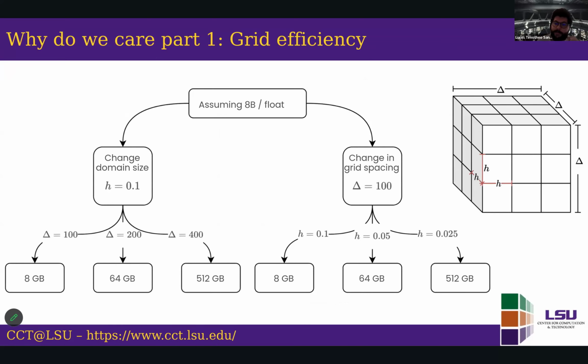So again, consider that you have some cubical grid with constant dimensions Delta and constant grid spacing h, right? And assume that you want to store 8 bytes per floating point, right? And suppose that you want to change the domain size of this cube here while keeping the grid spacing fixed at 0.1. Right, so if you go from 100 to 400, you're going to see that your storage requirements are going to go from 8 gigabytes to 512 gigabytes of memory. And that's for a single grid function or a single variable that you're trying to evolve, right? And something similar happens here if you change the grid spacing, right?